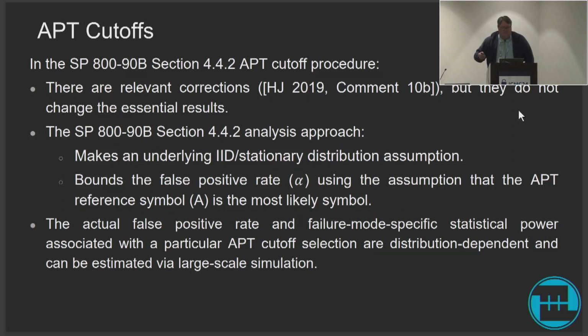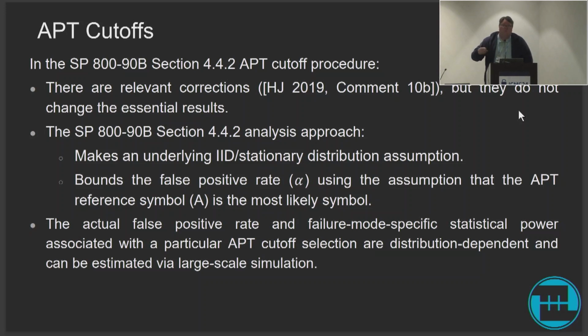But more to the point, these are cutoffs that are developed under the assumption that you have an IID stationary noise source, so a noise source that has an IID and stationary distribution. And as a consequence of that, it bounds the false positive rate using the assumption that the APT reference symbol, which is the first symbol it encounters in that window, is in fact the most likely symbol. So those are 2 assumptions, one of which is essentially almost never correct.